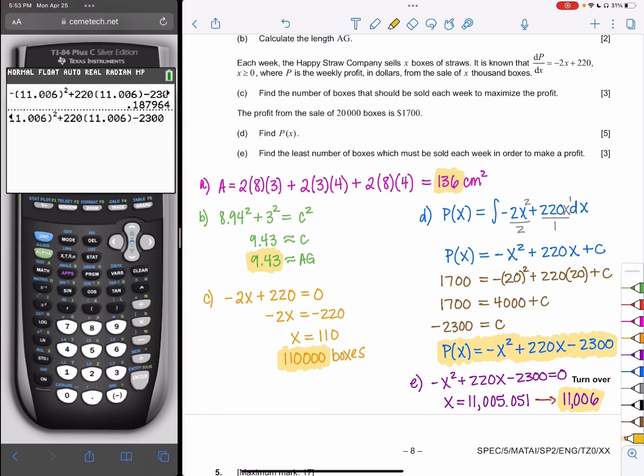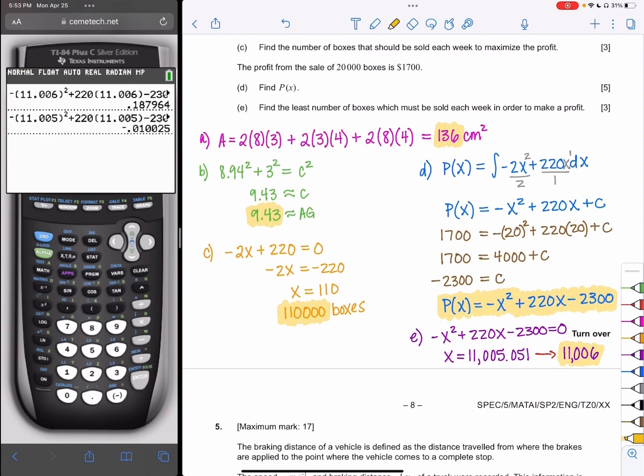If you were to say that it was 11,005 boxes, you would have plugged in 11.005. And as you can see here, my profit is negative, which means that I lost money. My goal is not to lose. My goal is to gain. All right. So that is how we do part E.